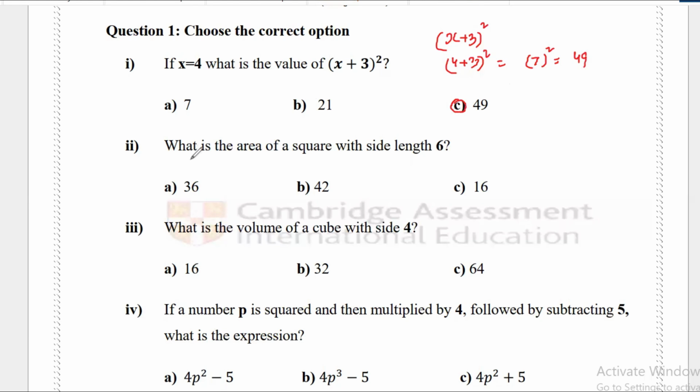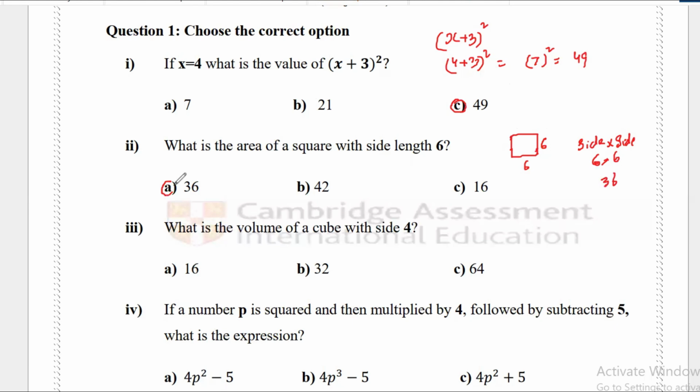And then second, what is the area of a square with side length 6? If you have a square, as we know the sides are equal, the formula to find the area of a square is side multiplied by side, that means 6 into 6, you will get 36.